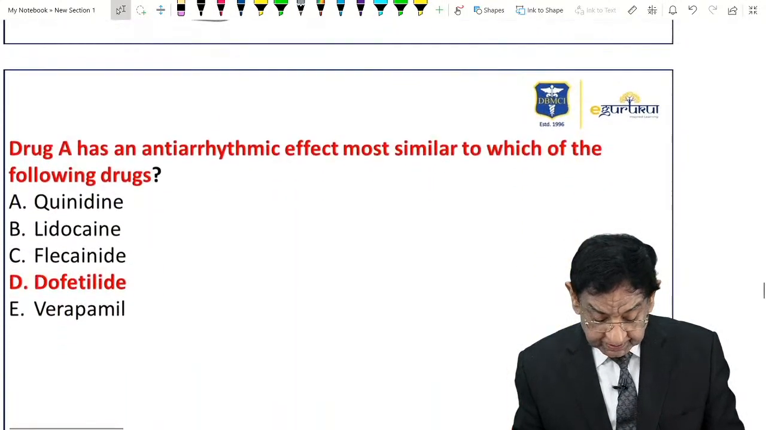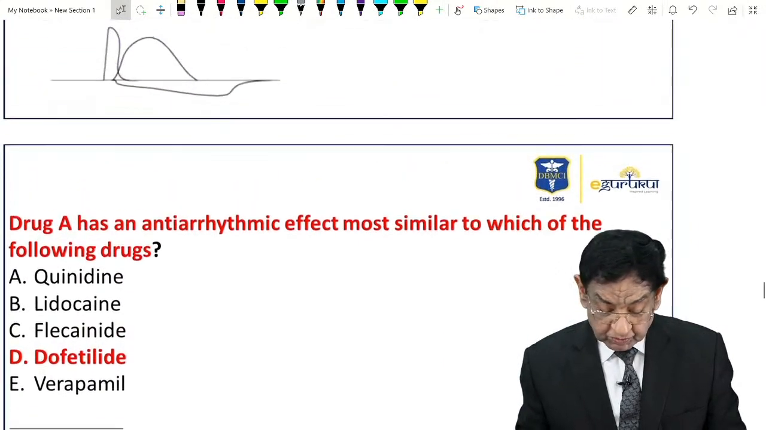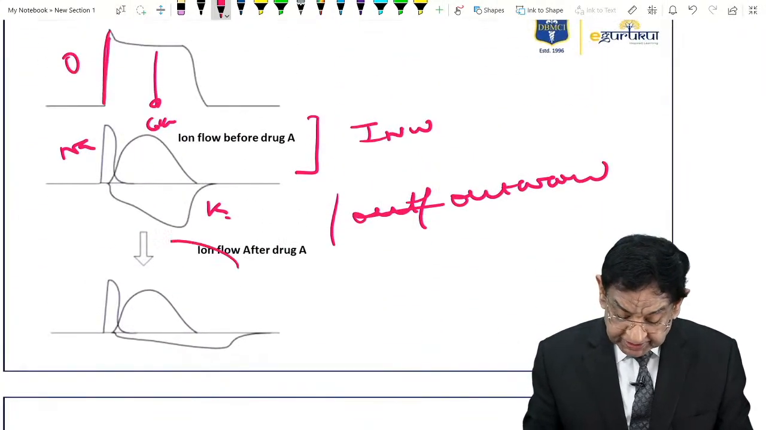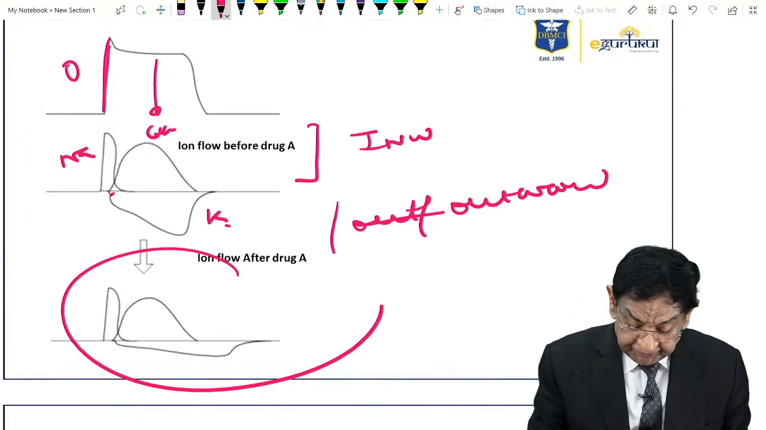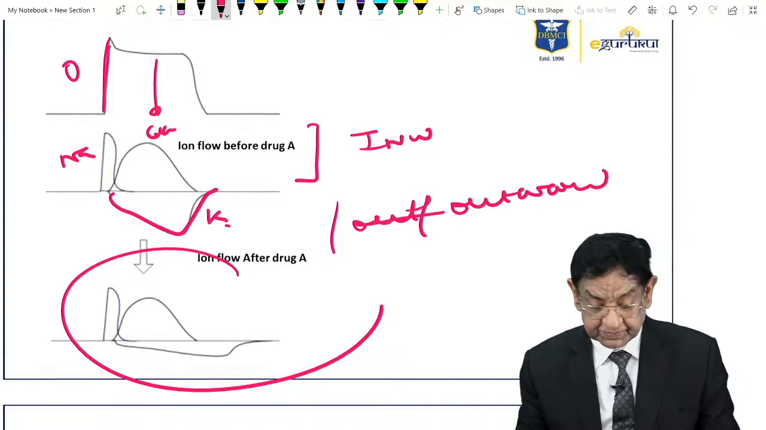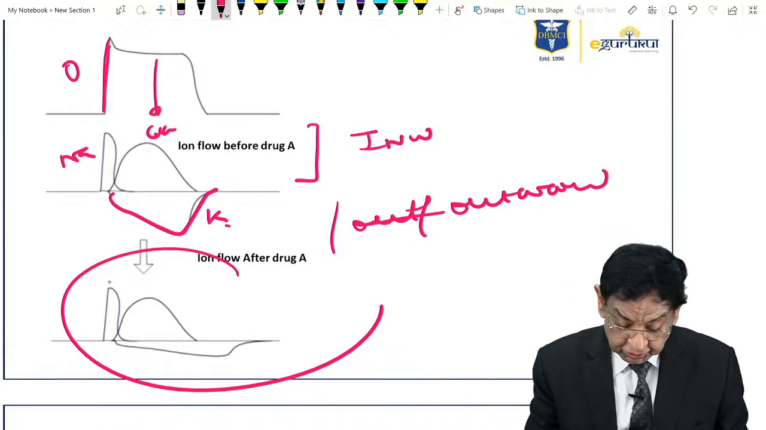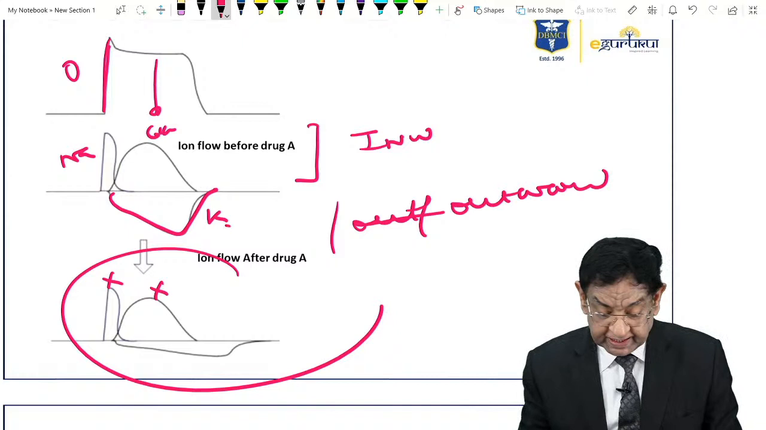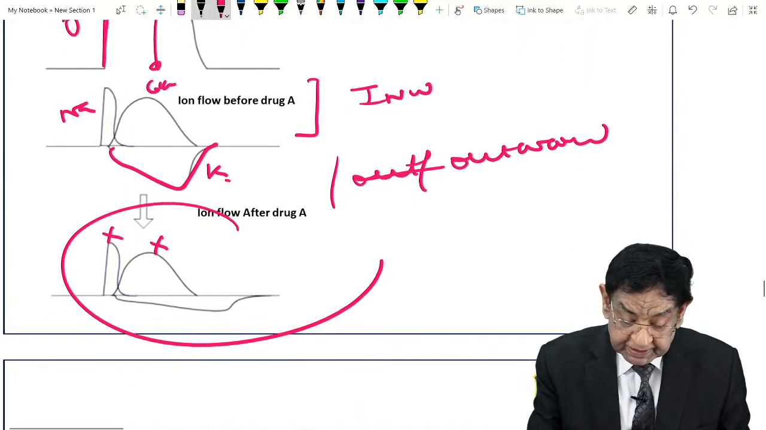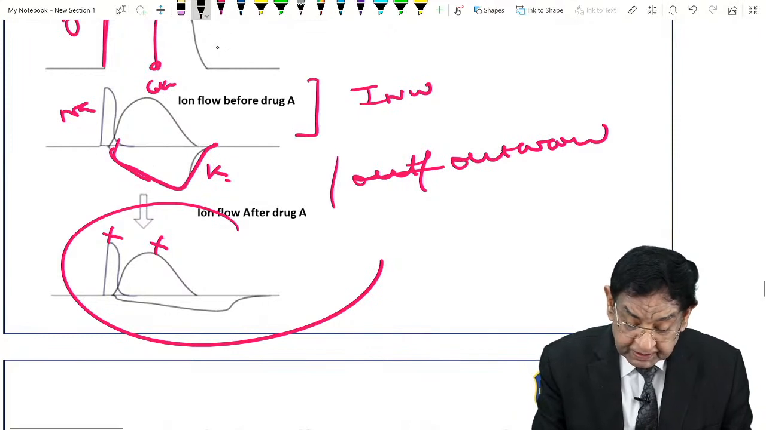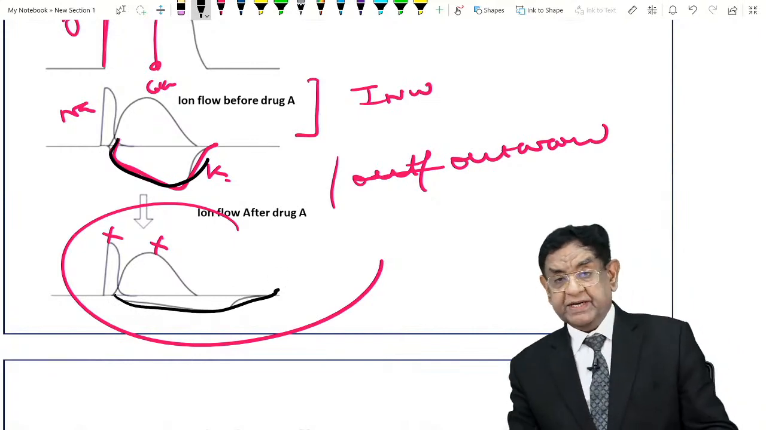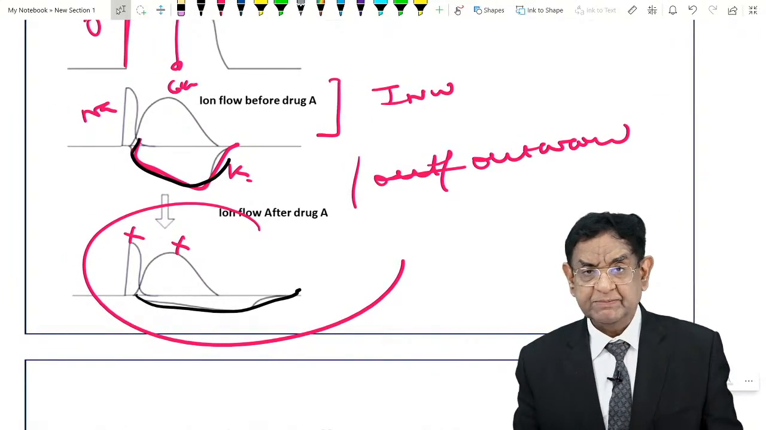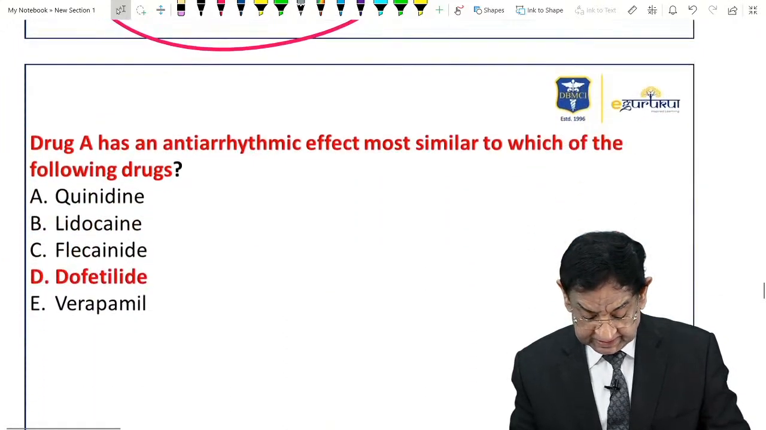Well, now this is for the normal and this is the drug. What we notice is that it has simply affected the potassium. It has got no effect on sodium, no effect on calcium, but this potassium changed from this to this. So definitely it is the one drug which is blocking the potassium, and that is dofetilide.